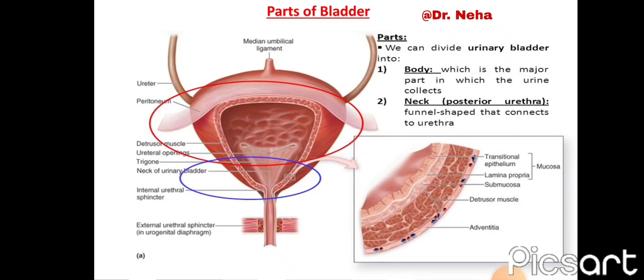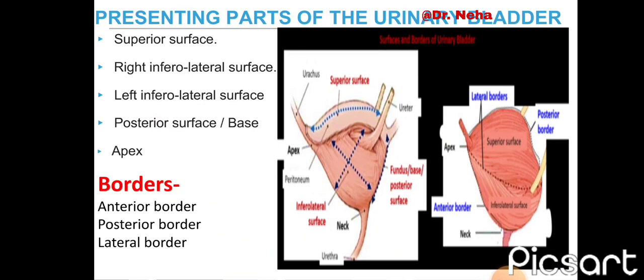Now the parts of the bladder. The bladder has been divided into two main parts, that is the body and the neck. The body is the major part in which the urine collects, and the neck is the funnel-shaped part that connects the bladder with the urethra. Now the presenting parts of the urinary bladder. It possesses a superior surface, right and left inferolateral surfaces, a posterior surface or base, and the apex.